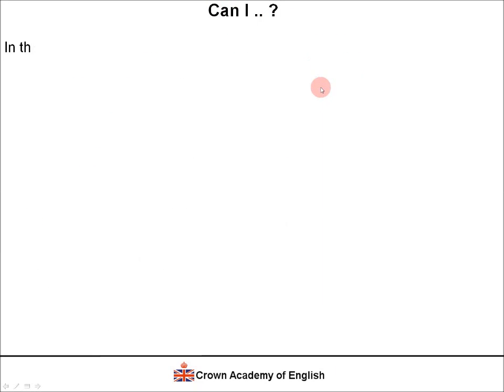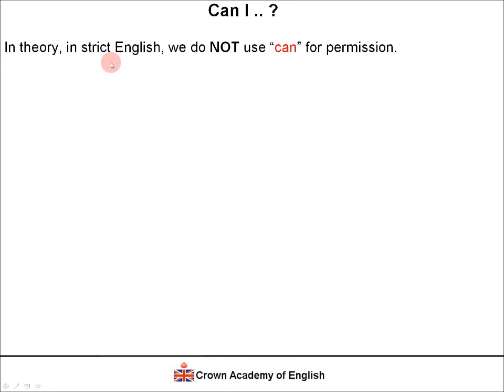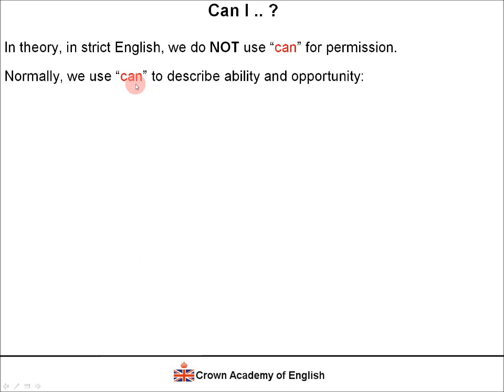Can I? So, very important. In theory, in strict English, we do not use can for permission. Okay? And this is because normally we use can, the modal verb can, to describe ability and opportunity. So two examples.